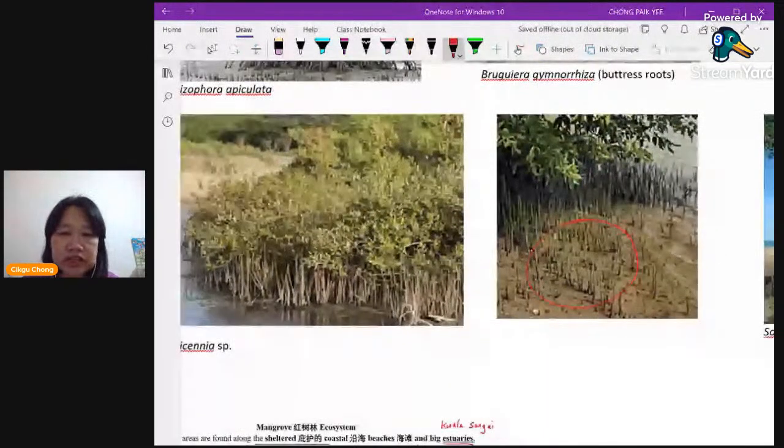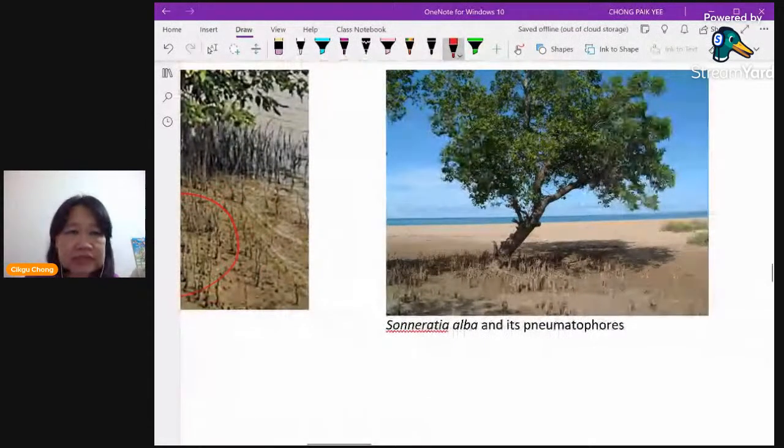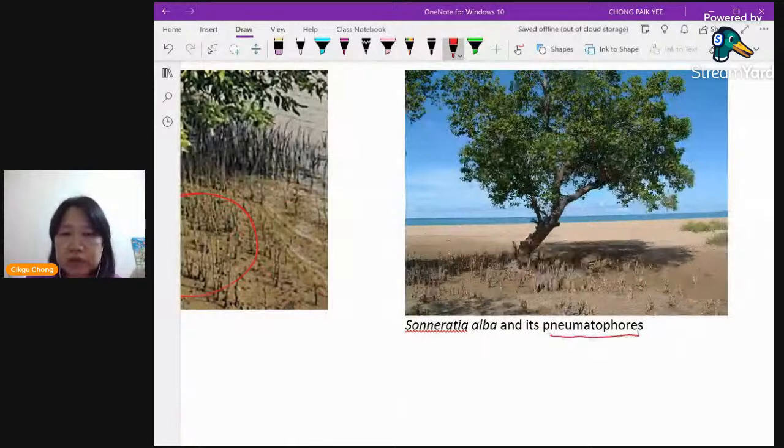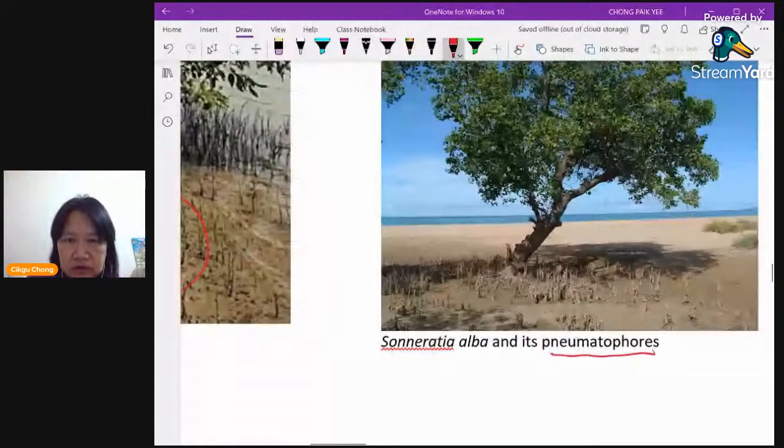Then you look at Sonneratia. Okay, Sonneratia will be slightly different, all right? It's a different species, but it will also have its pneumatophores. You can see here. Where is it? Let me make it bigger. Yeah, you can see also all these things jutting out.